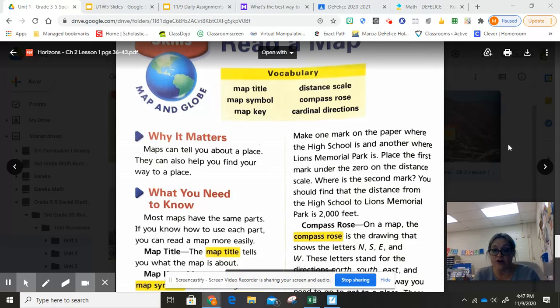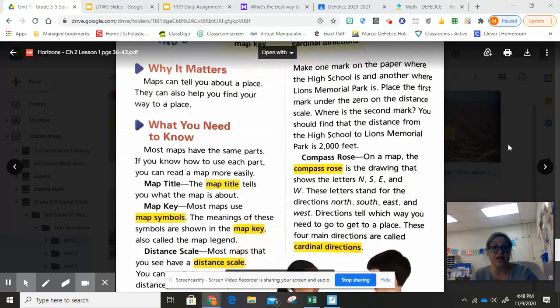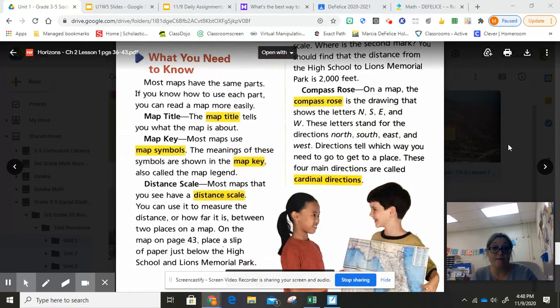Why does it matter if you can read a map or not? I know we have MapQuest and all this new fancy stuff on our phones and in our cars and everything, but being able to understand a paper map is also very important. So why it matters? Maps can tell you about a place. They can also help you find your way to a place. And what do you need to know? Most maps have the same parts. If you know how to use each part, you can read a map more easily.